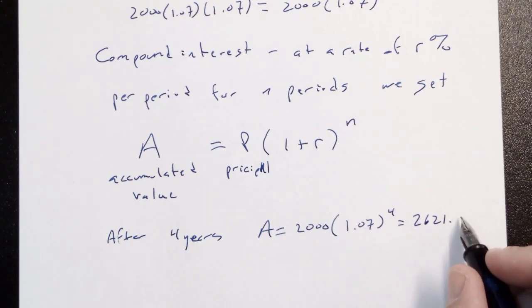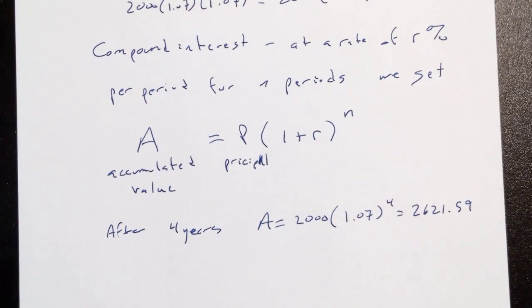2621.59. What's the third decimal place? Interestingly enough, that third decimal place, that fraction of a cent, matters in a lot of weird ways. More on that later. Depending on where you round and how you round, that last digit can matter quite a bit.